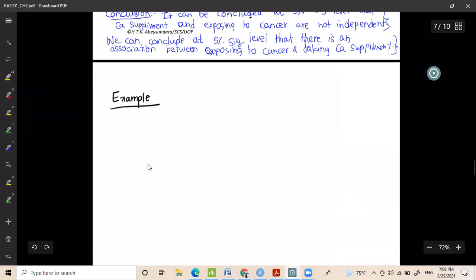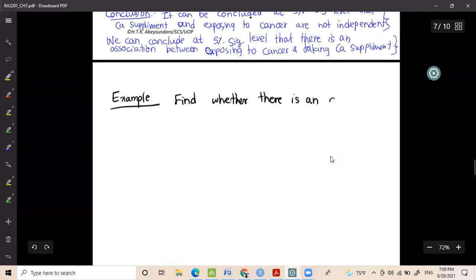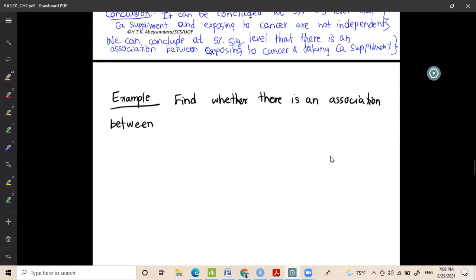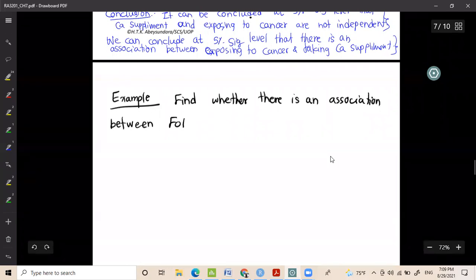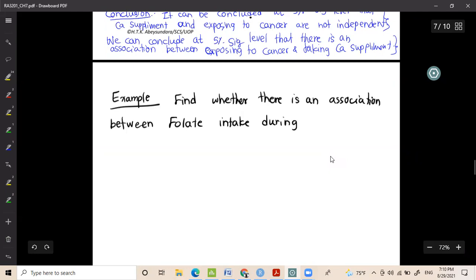Right. Okay. This is again a very, very important research. We want to find whether there is an association between folate intake during pregnancy and premature births.